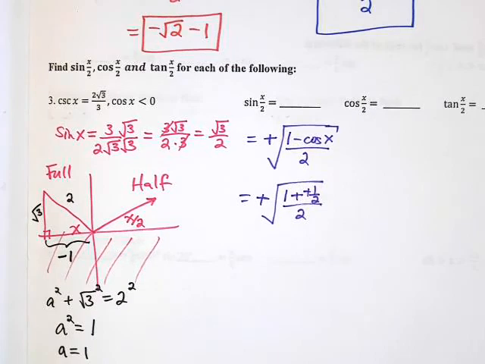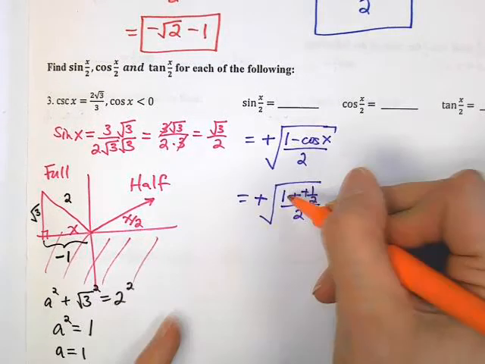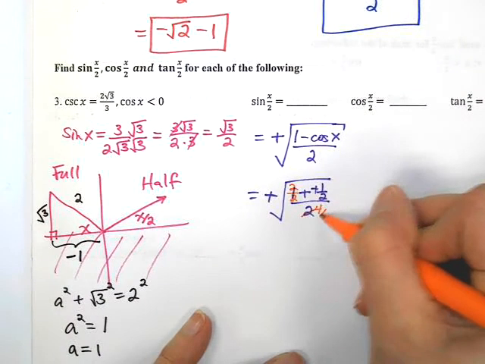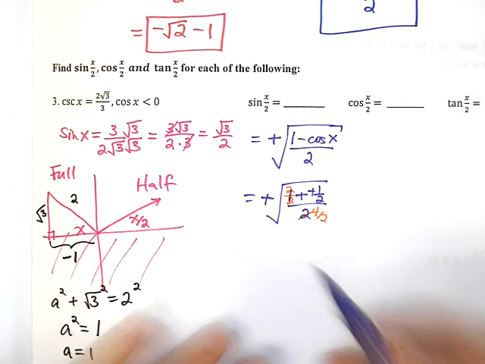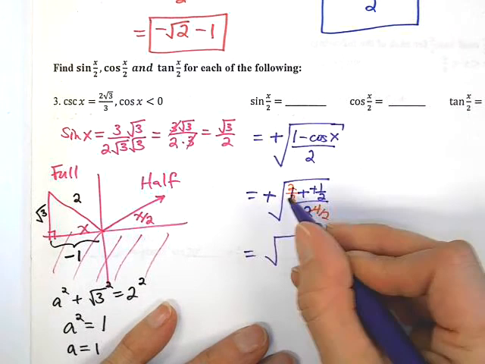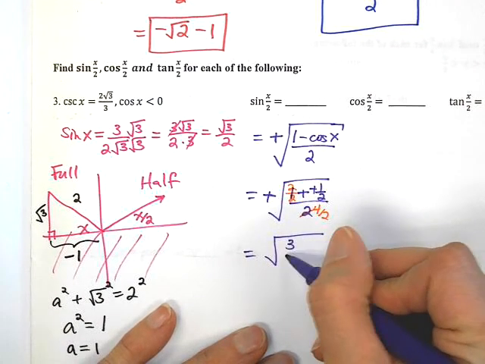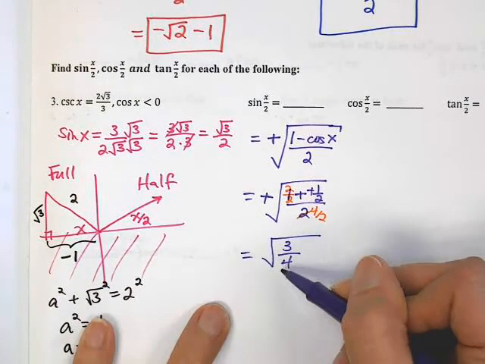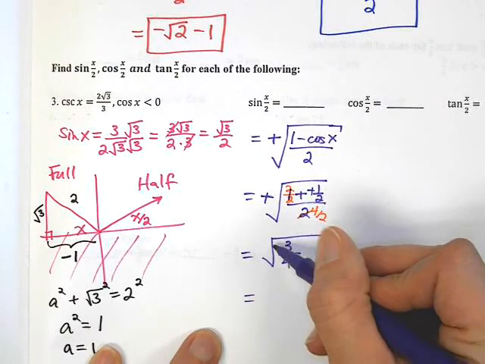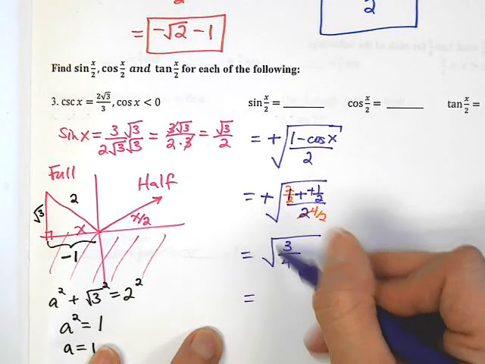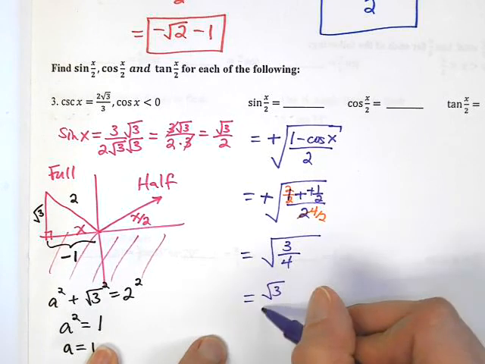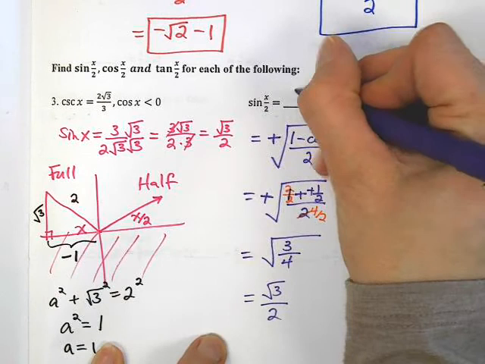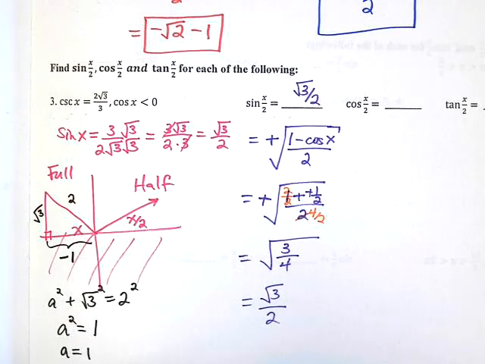All right, now it's time to make some common denominators. I'm going to write 1 as 2 over 2. I'll write 2 as 4 over 2. So in the numerator we have 2 plus 1, 3 over 4. Now you can't leave it like this because the denominator has a radical. So let's take the radical of top and bottom. The square root of 3 is the numerator, and radical 4 is a 2. Okay, so the sine is radical 3 over 2. That worked out real nice.